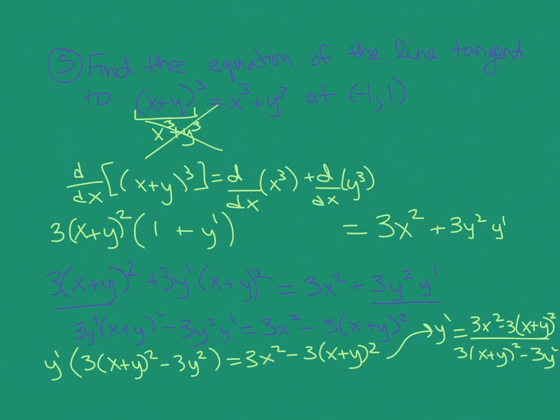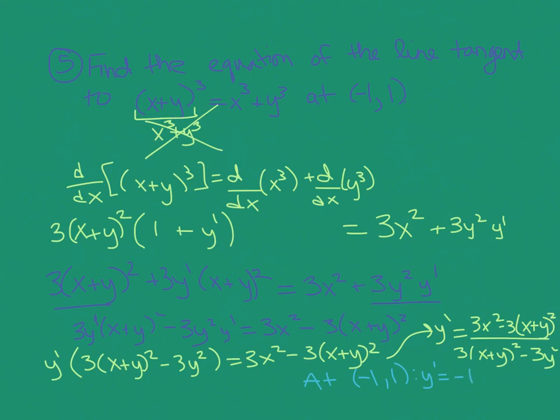So we are going to plug in that point, (-1, 1). Make sure that you plug in both the x and the y value for that point. And actually, a lot of stuff is going to cancel out. When you do that, you get y prime is equal to -1. You get a pretty nice answer.